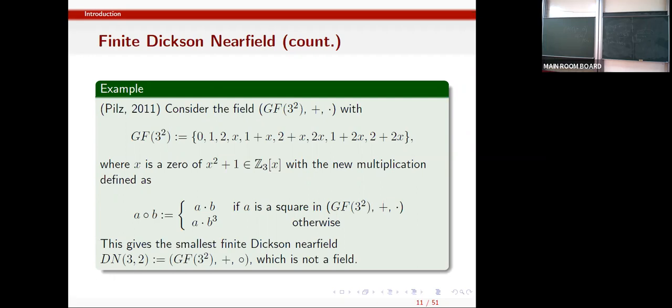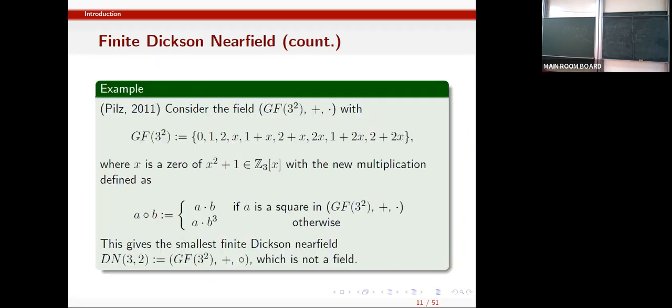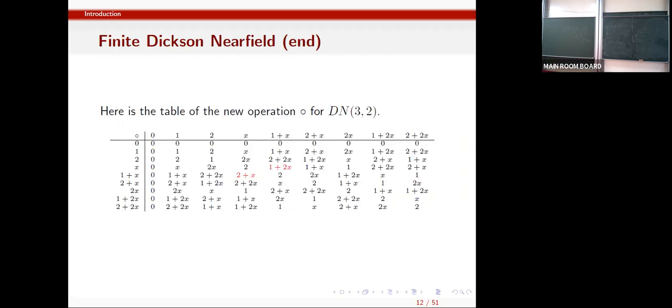So this is an example, and this example is a near field that is not a field. Why? Because commutativity under the multiplication does not hold. In this table for the operation, we see that if we take this multiplied by x, we find 2 plus x. But if we take 1 plus x multiplied by x, we find 1 plus 2x. It doesn't work.